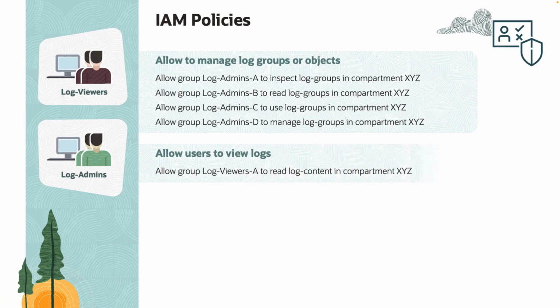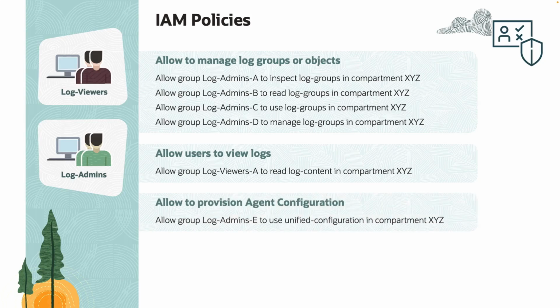The next rule is applied to a group called log viewers. And if you would need to give permission only to search log content, the policy would be allow group log viewers A to read log content in compartment XYZ. Agent configuration is a step involved with custom log ingestion. And to have a group to provision agent configuration, you would use this policy: allow group log admins E to use unified configuration in compartment XYZ.